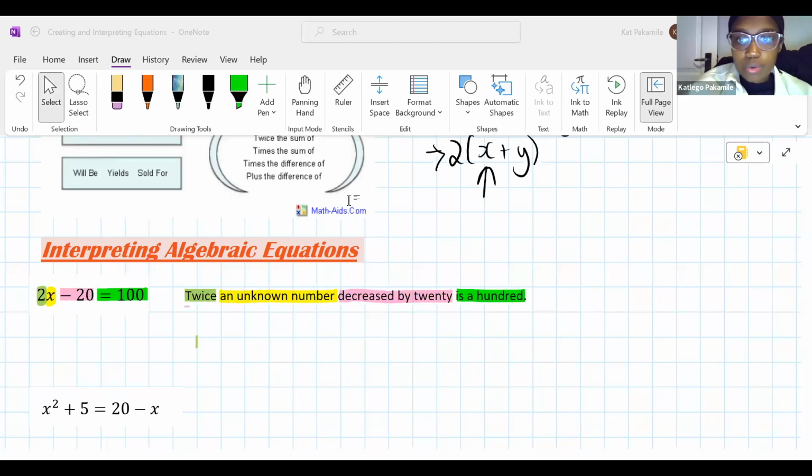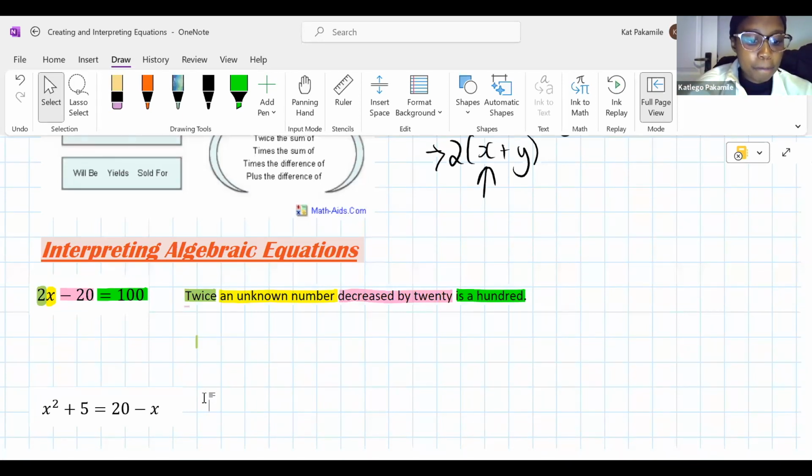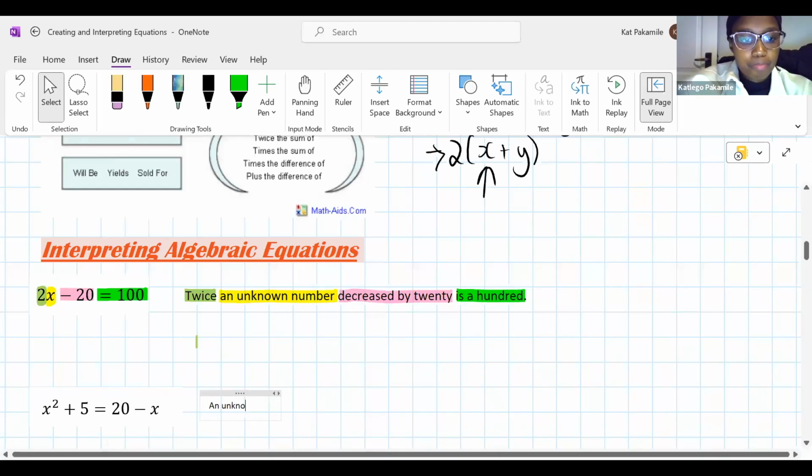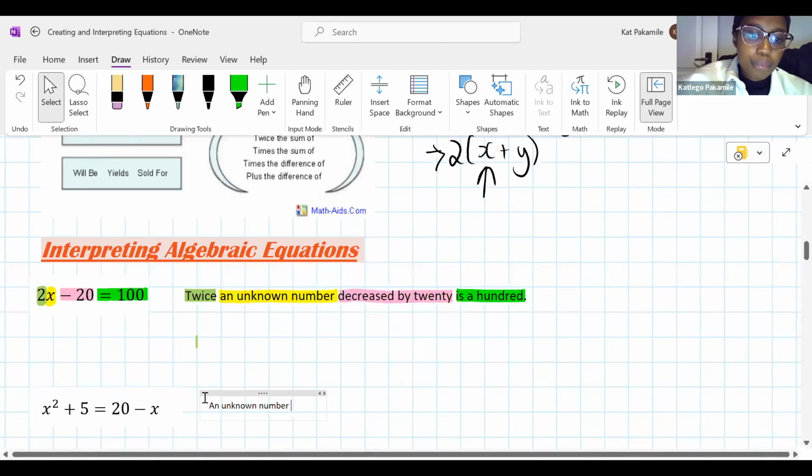Who's going to write the next one in words for me? The one that's already on the screen right now. Itumeleng. Let's hear what Itumeleng has to say. Hi, ma'am. Hello. So it's going to be an unknown number double. And what does double mean? Sorry, an unknown number twice. That's still times 2. What are we doing to the unknown number? We're going to multiply it by what?